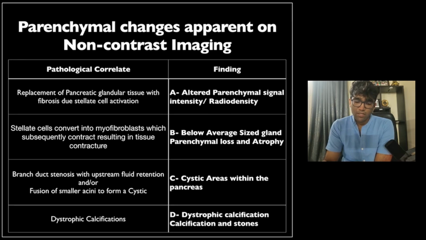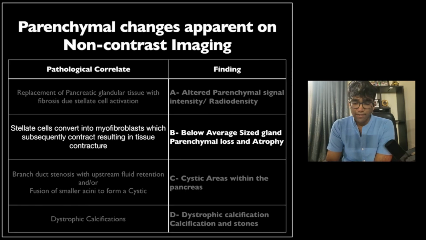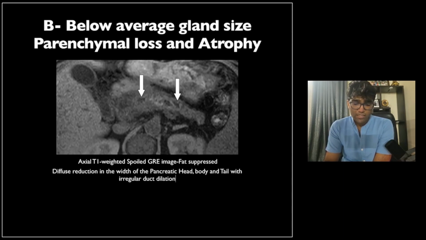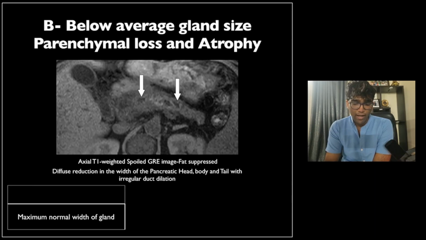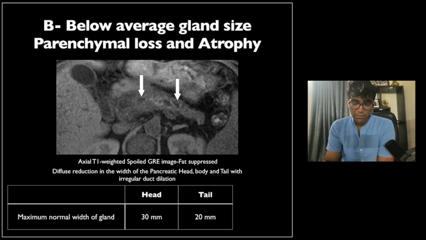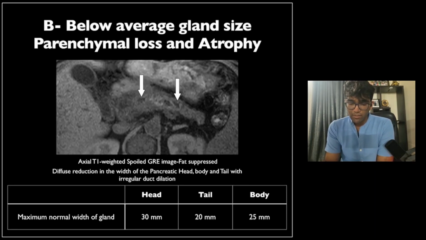The next one is your below average size of gland. That is visible on both MR and CT, but I've highlighted MR here. These are axial T1 weighted spoiled gradient recalled echo images which have been fat suppressed. What we find is there is a diffuse reduction in the width of the pancreatic head, body and tail with irregular duct dilatation. As we recall from our discussion on acute pancreatitis imaging, the width of a normal gland, the head is 30 millimeters, that is the minimum. In the tail it is 20 millimeters, and in the body it is 25 millimeters. So it is 30, 25, 20.